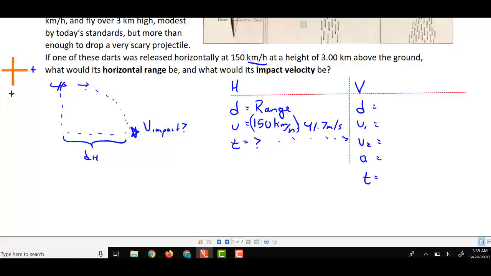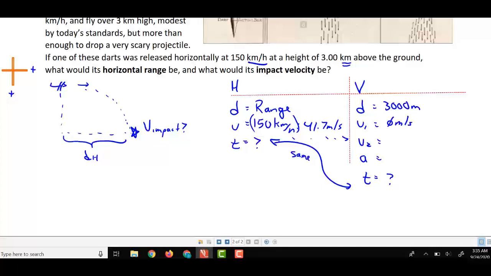And so we don't know a couple of things. So we don't know our time. Okay, and so these are the same time though. Now our vertical displacement we know is 3 kilometers, again metric but not SI, 3,000 meters. There's 1,000 in a kilo. Our V1 vertically is 0.